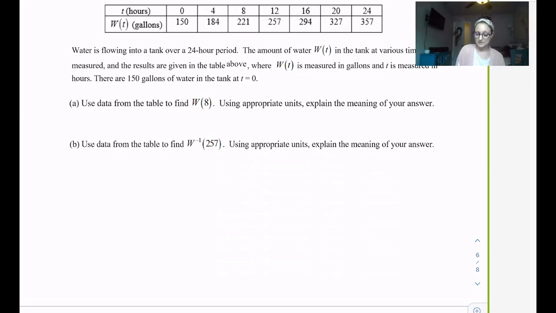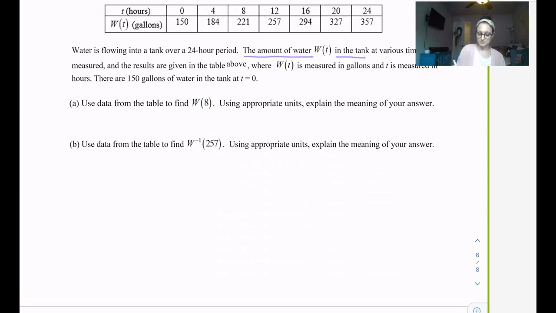So the function is modeling the amount of water in the tank. It's given in gallons, but what it's giving us is the amount of water. Okay, so for part A, just write an A in your notes.